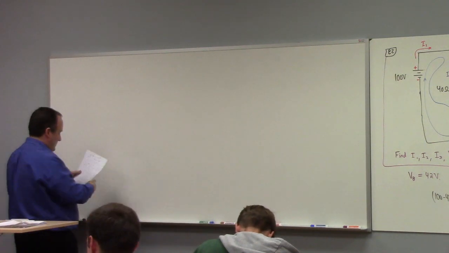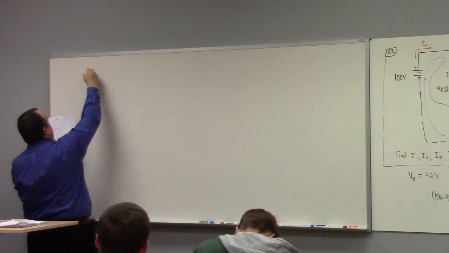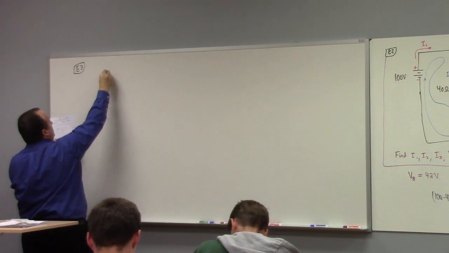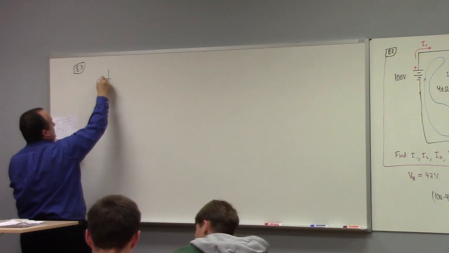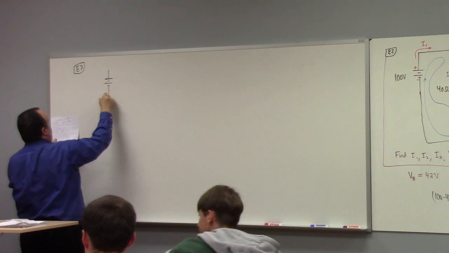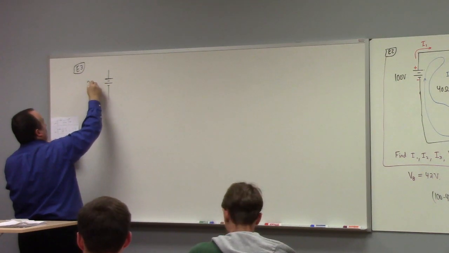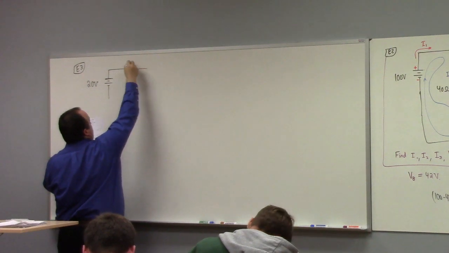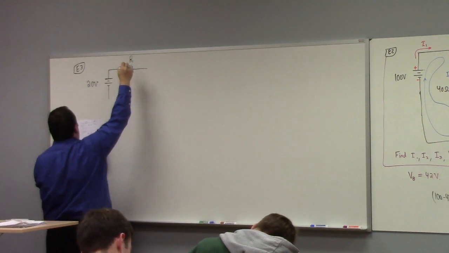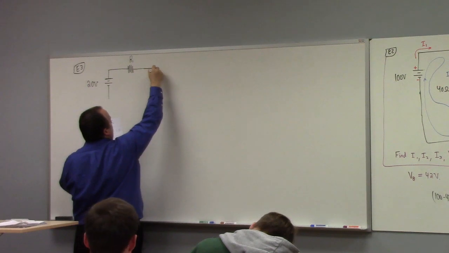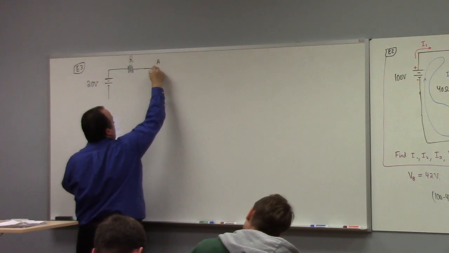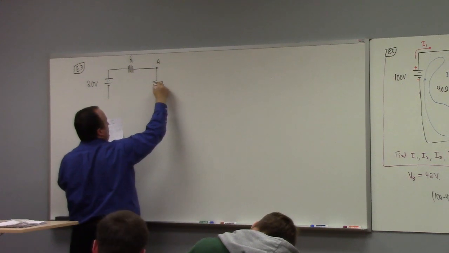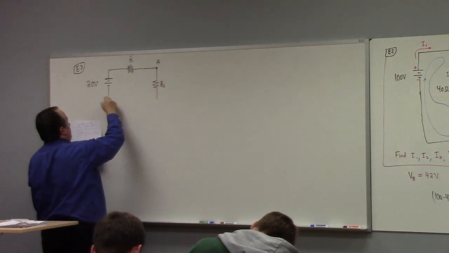So suppose we've got a 20 volt source here. I've got a resistance R1 here. I'll call this point A. I've got a resistance R2 here. All right.